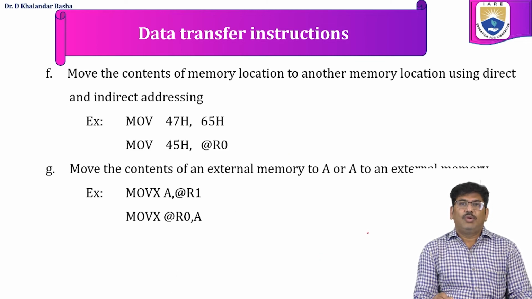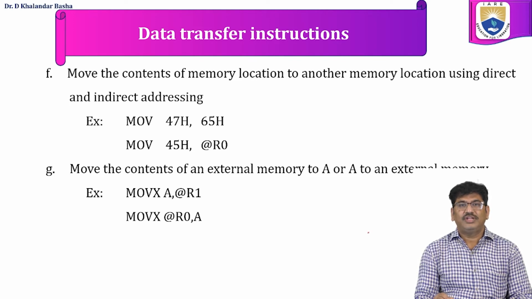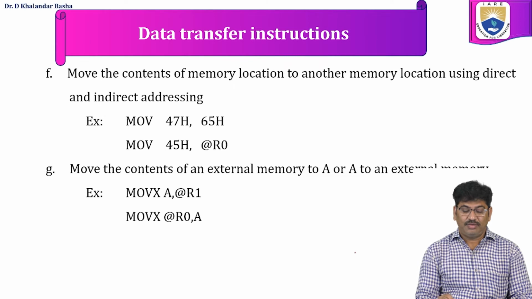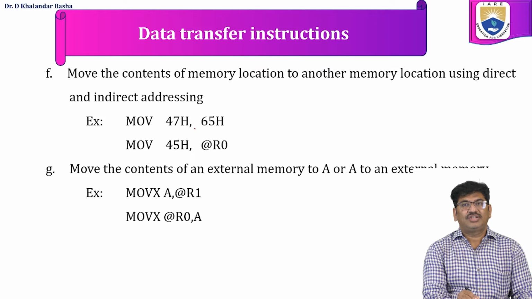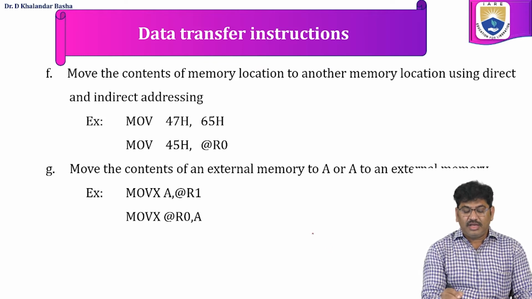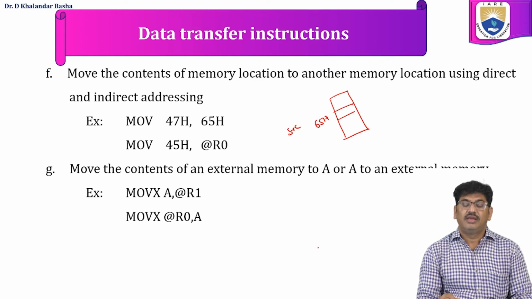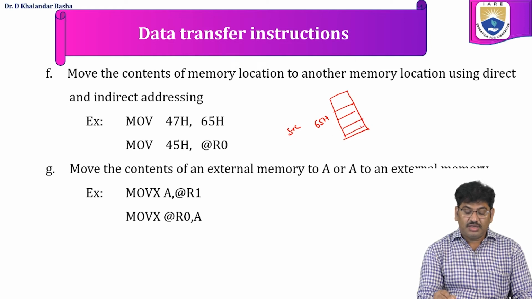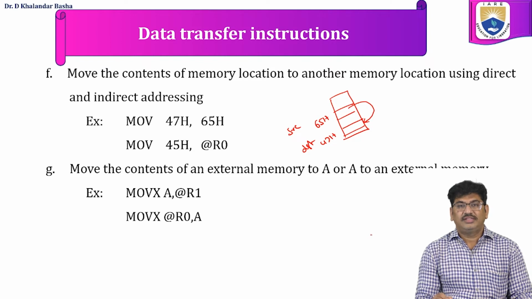The next type is move the contents of a memory location to another memory location using direct and indirect addressing mode. The first example is MOV 47H, 65H. Here the source is the memory location with the address 65H. This is the source. The destination is 47H. Here the contents of 65H will be loaded into the 47H location.